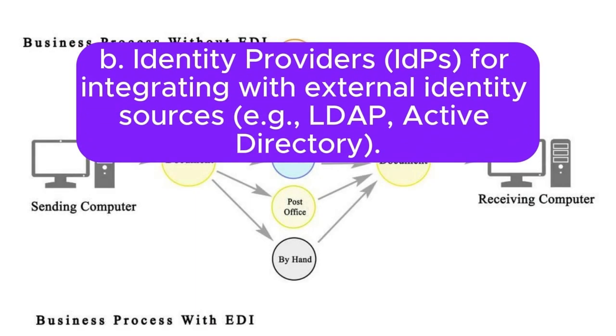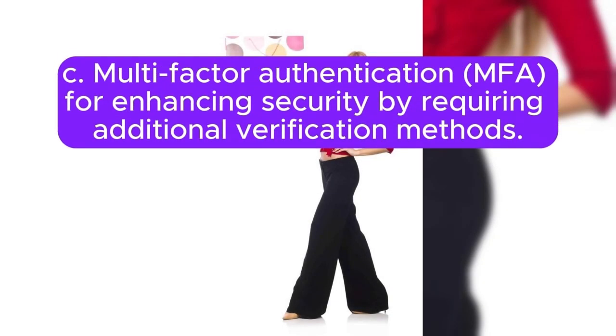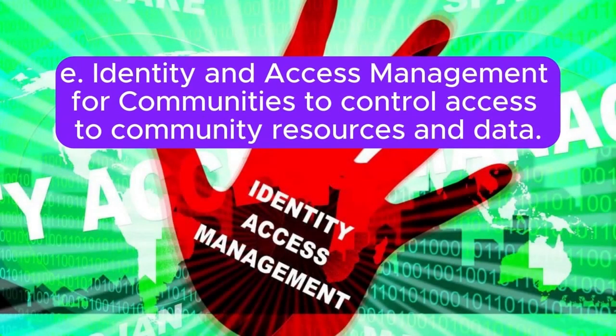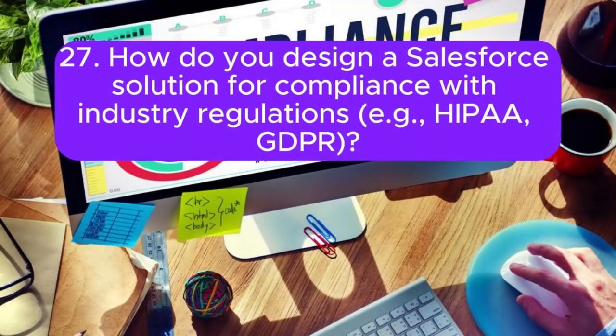B. Identity providers, IDPs, for integrating with external identity sources, for example, LDAP, Active Directory. C. Multi-factor authentication, MFA, for enhancing security by requiring additional verification methods. D. Identity Connect for synchronizing user identities between Salesforce and external directories. E. Identity and Access Management for communities to control access to community resources and data. 27.